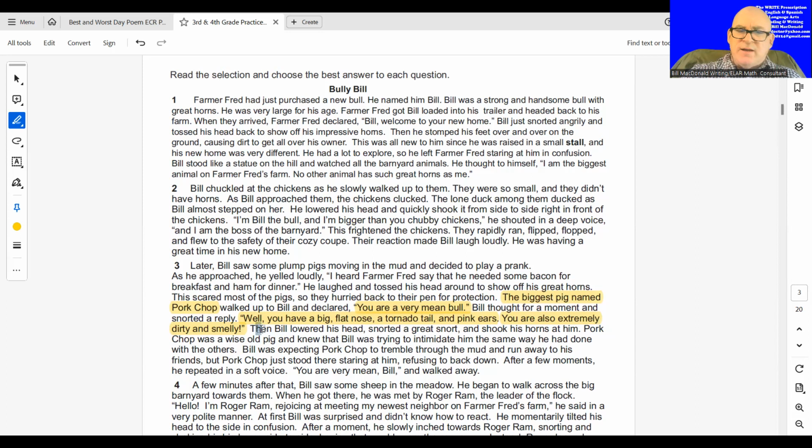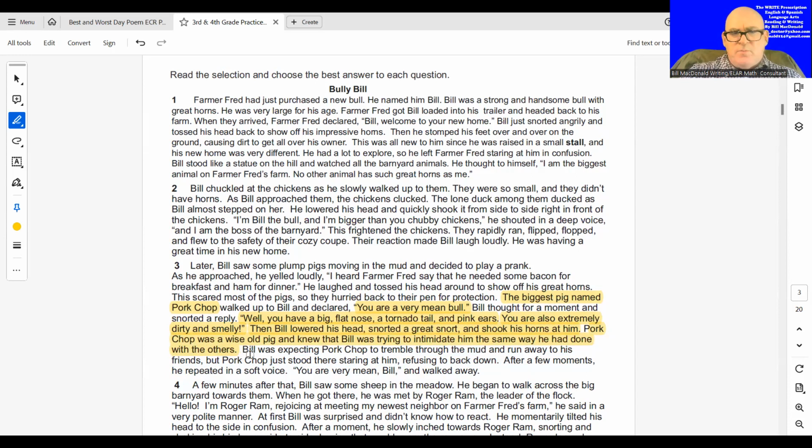Okay, this is interacting. So we want to make sure we add all this into the paragraph. Lowered his head, snorted a great snort, and shook his horns at him. Here's a new reaction. Pork Chop was a wise old pig and knew that Bill was trying to intimidate him. That one is sentence 9 of the paragraph. I'll show you in my climbing the climax sequence ladder in a moment.